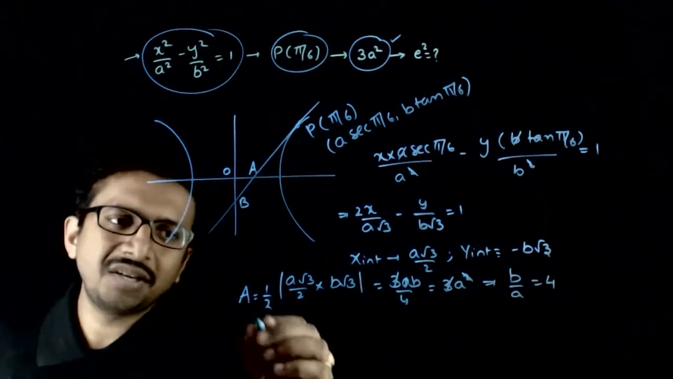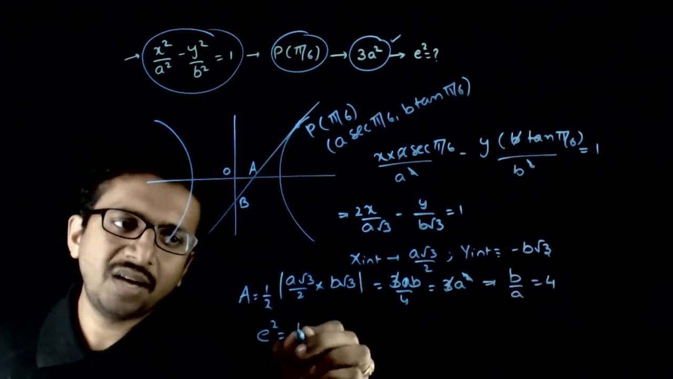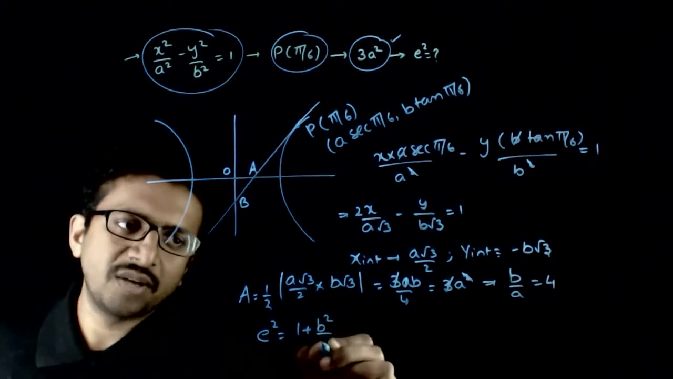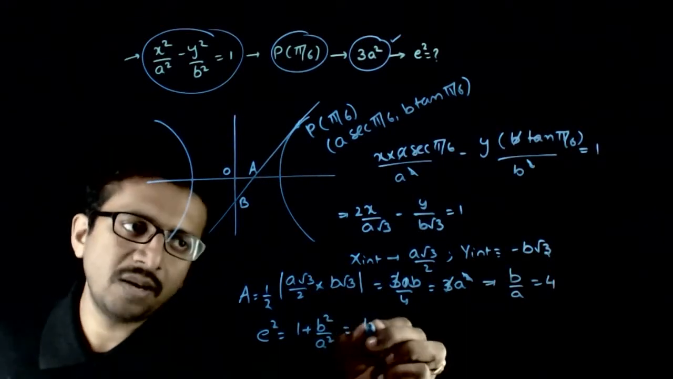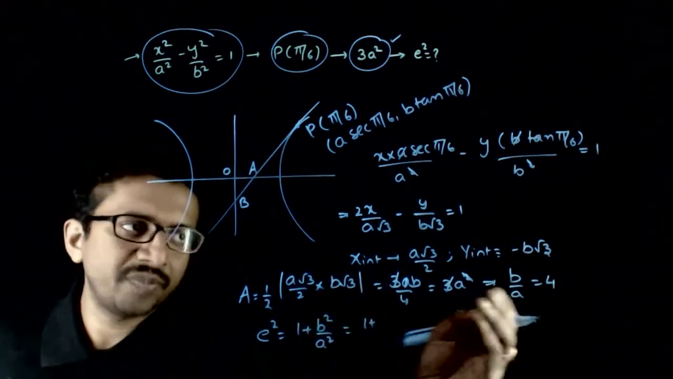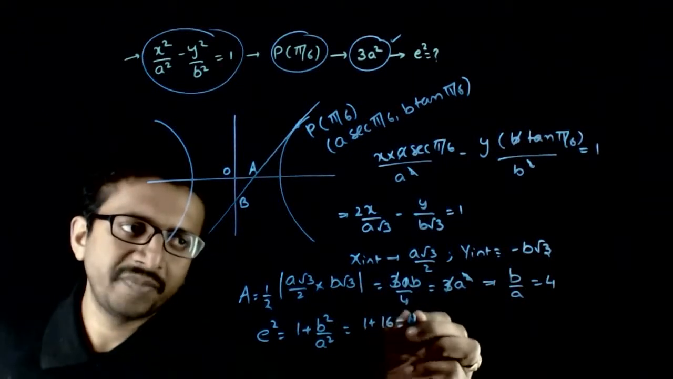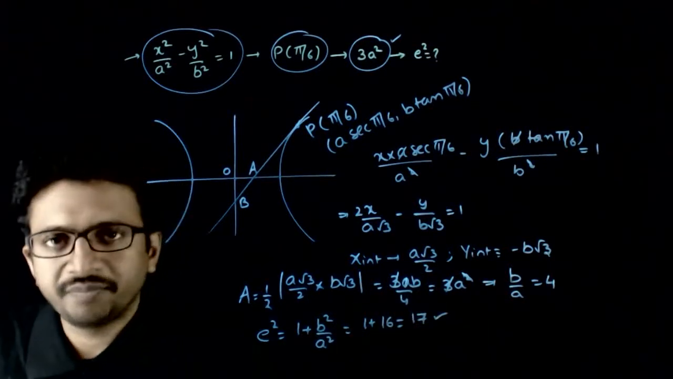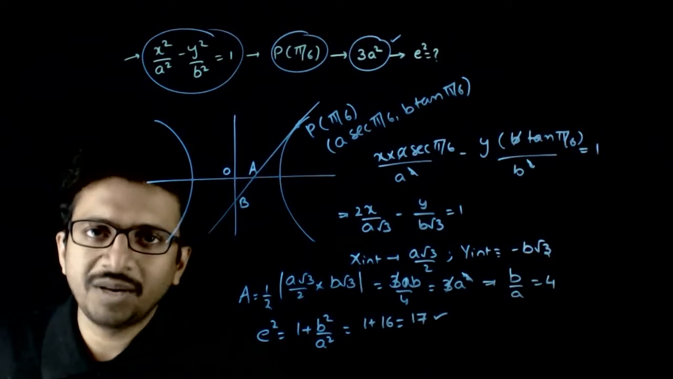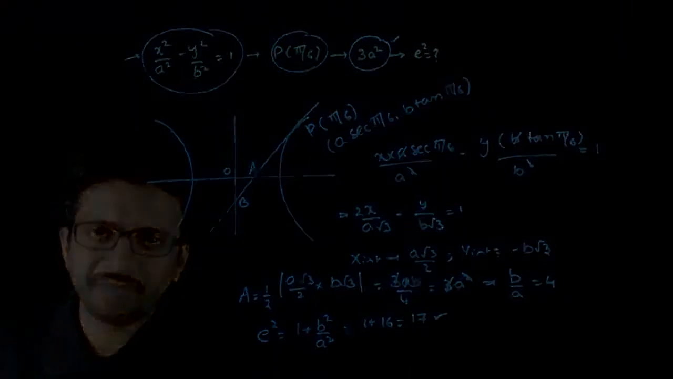Now what is the eccentricity of this hyperbola? e² is equal to 1 + b²/a², that is equal to 1 + (b/a)², that is 4² is 16, so 1 + 16 is equal to 17. It means e² of this hyperbola is 17.